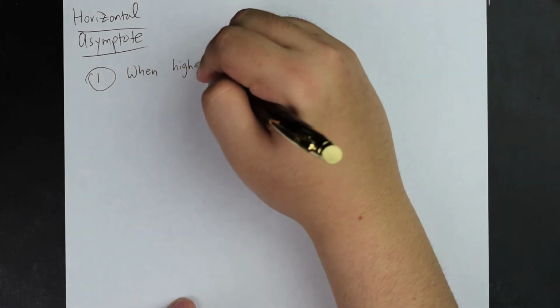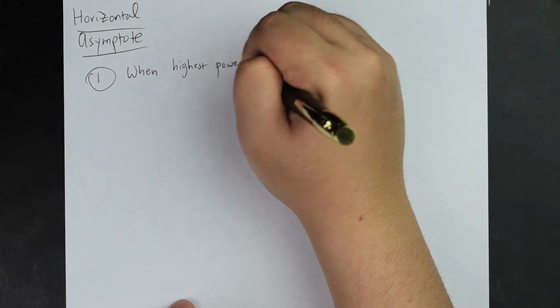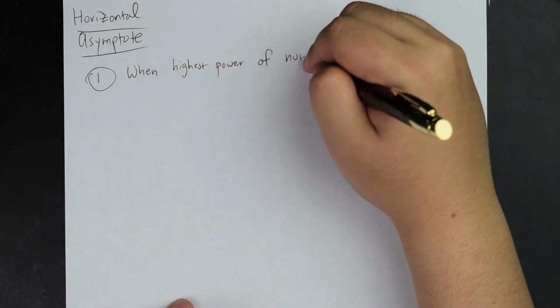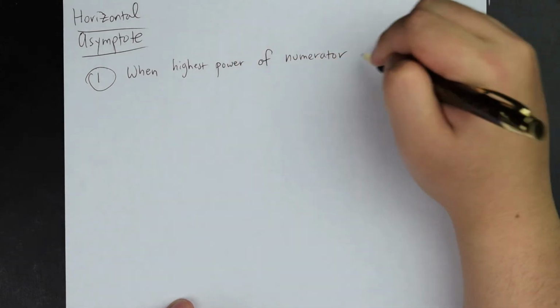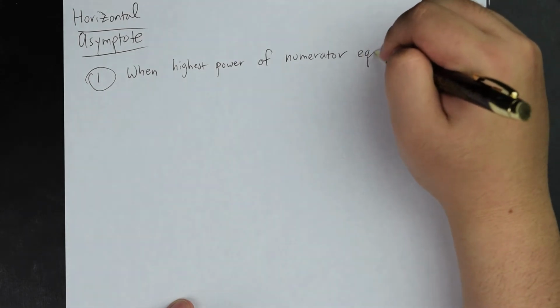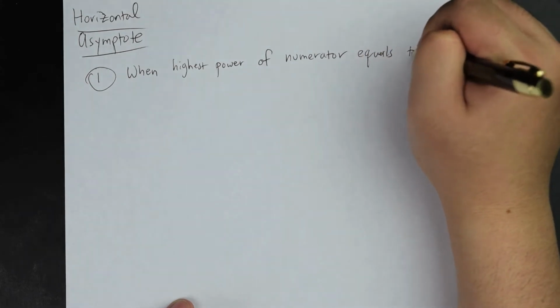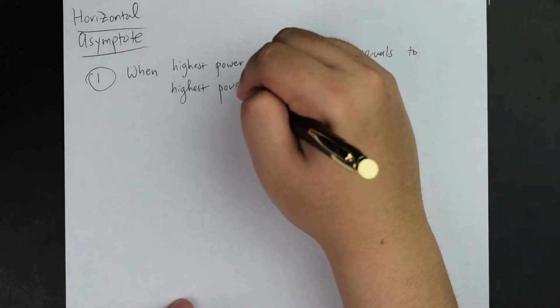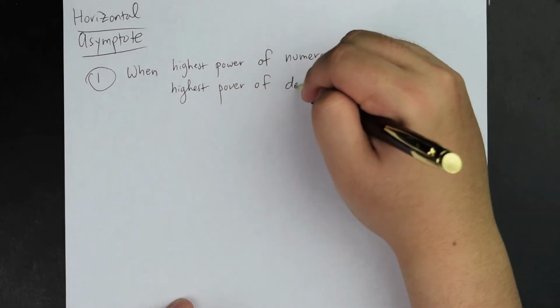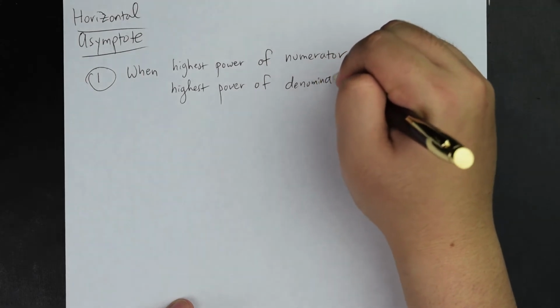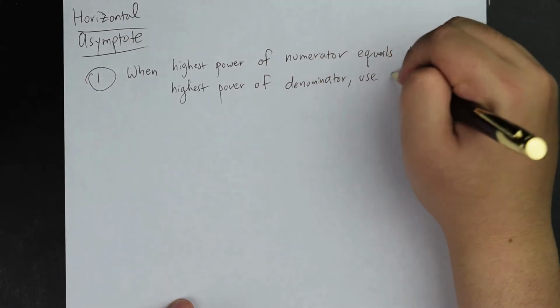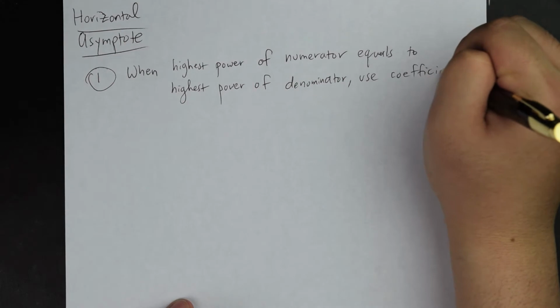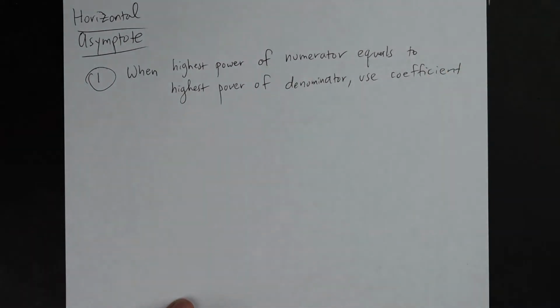highest power of numerator equals highest power of denominator, use coefficient. Okay, so it might be a little confusing at first what I mean by that.